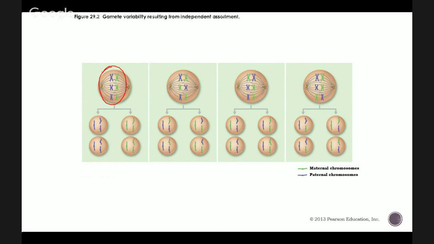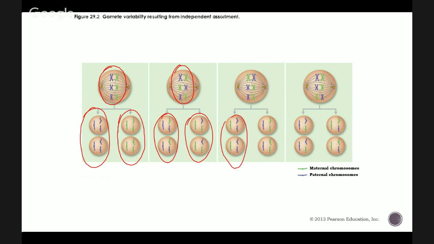And look at the variation. This side gets this, and this side gets this, okay? That could happen. Or, depending on how they line up, you could get this. So we have 1, 2, 3, 4 different scenarios, and we have more, but there are 4 different scenarios that we can come up with very easily for just 3 pairs of chromosomes. Imagine 23 pairs. So there's a lot of variety.